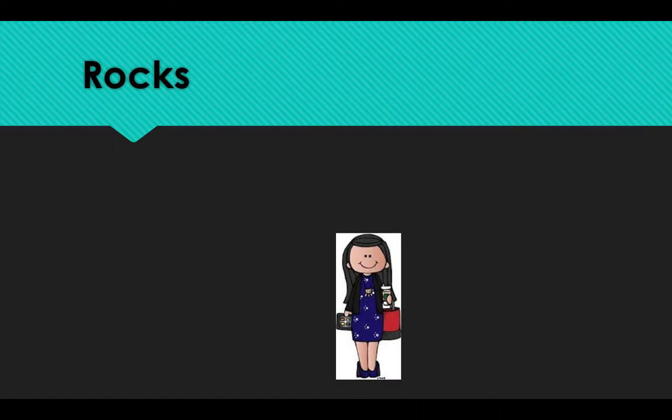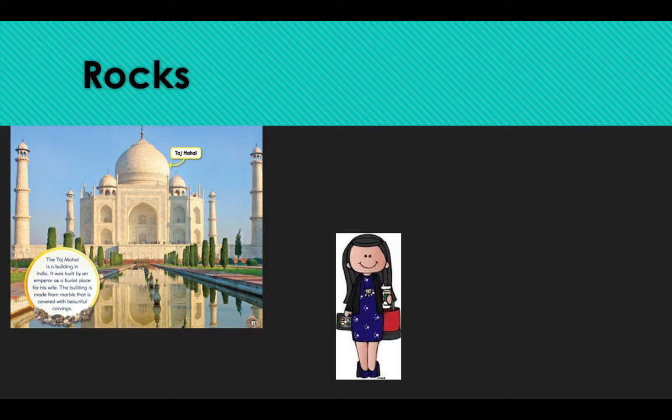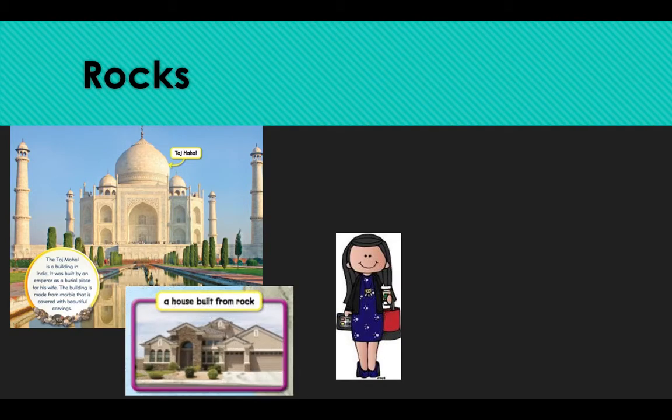Can you think of some ways that people use rock? Go ahead and pause and talk to your buddy and see if you can come up with any ways. One way is building. This is the Taj Mahal, a building in India, and it's made from a type of rock called marble. This is a house that was built from rock. Some of you might have this feature on your house where you have some rock on it.